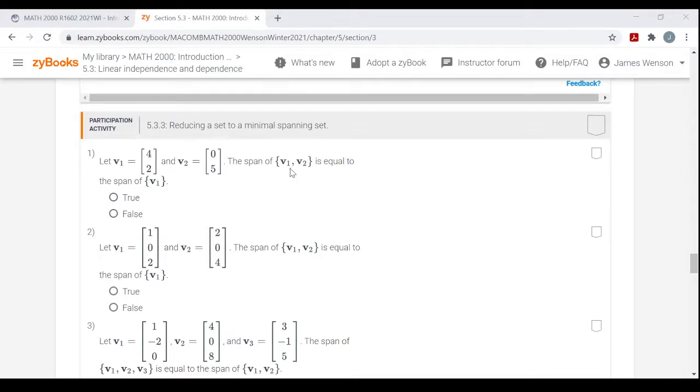All right, so they're saying the span of v1, v2 is equal to the span of v1. No, because again, v1 and v2 are independent. So if I take one of them away, I'm getting a totally different span. So this is false.